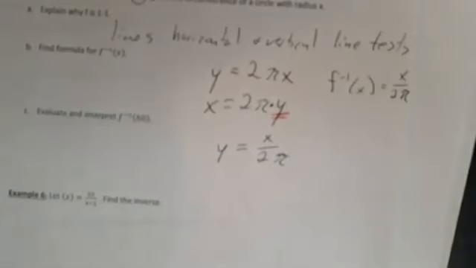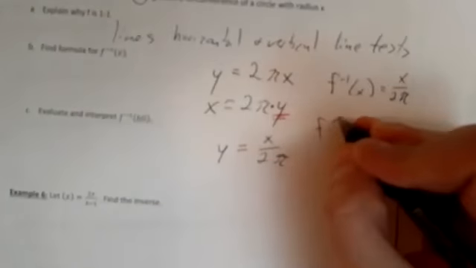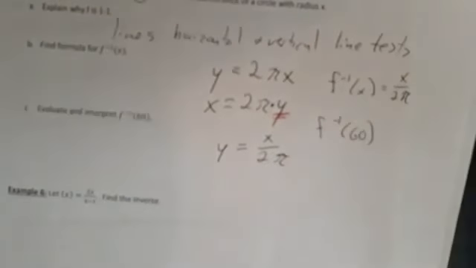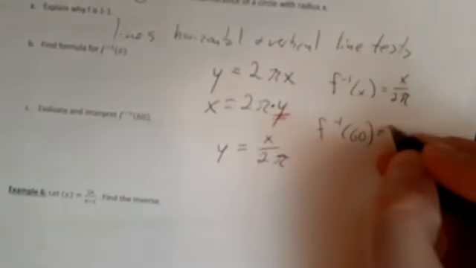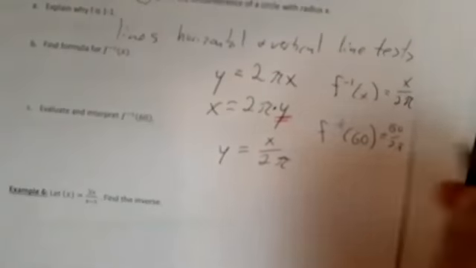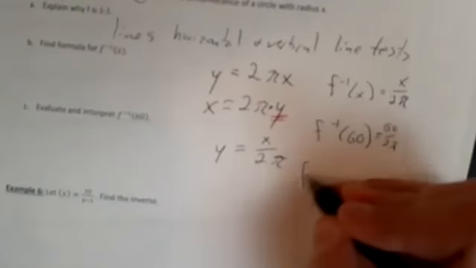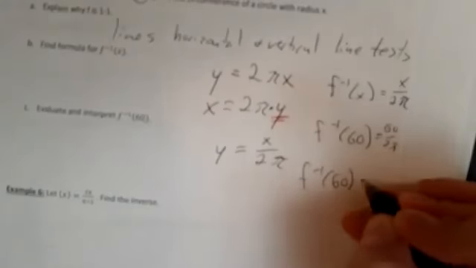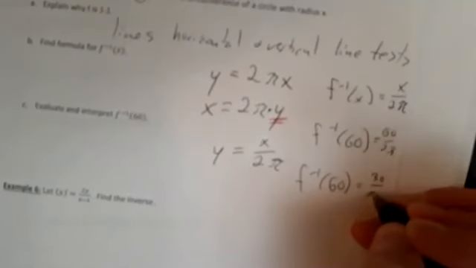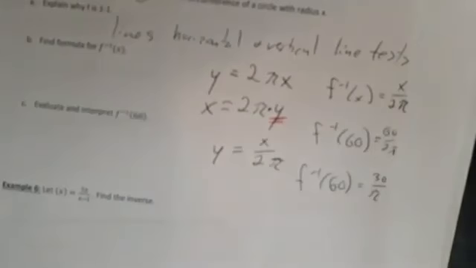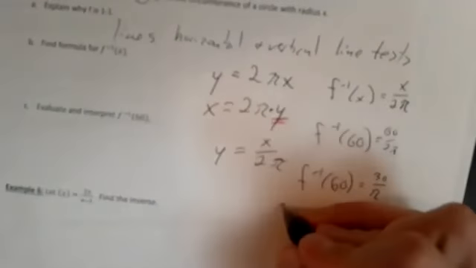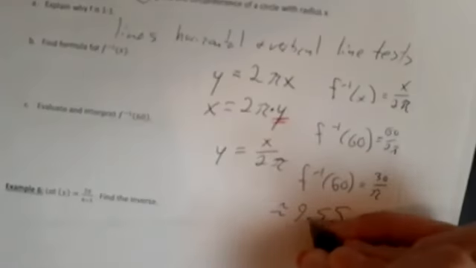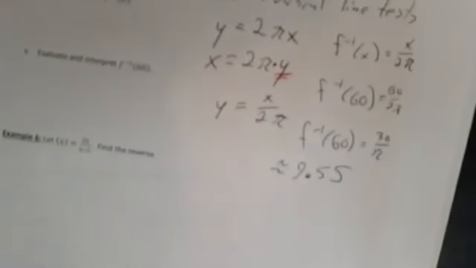And if we want f inverse of 60, that's the next one. Well, f inverse of x is x over 2 pi, so this looks like 60 over 2 pi. I'm going to simplify a little bit by hand. This gives me 30 divided by pi. It's about 9.55, I think is what I have written. So at this point, it's got a pi in there, and you're going to be grabbing a calculator.